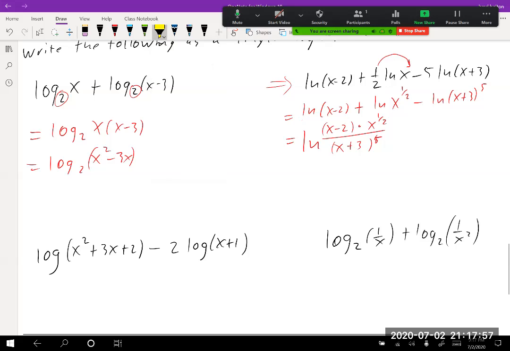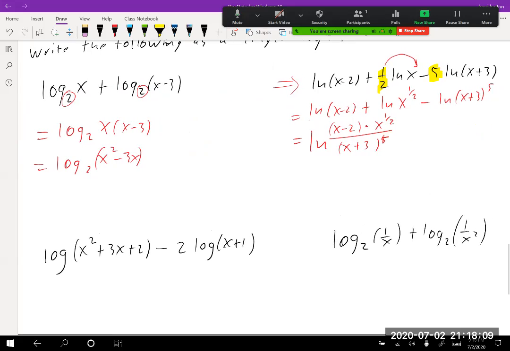A lot of people forget to move the exponents. They forget to move those factors back into the exponent. If you have a number directly in front of a logarithm, that means it was really a power of the argument. So this would turn out to be our answer right here.